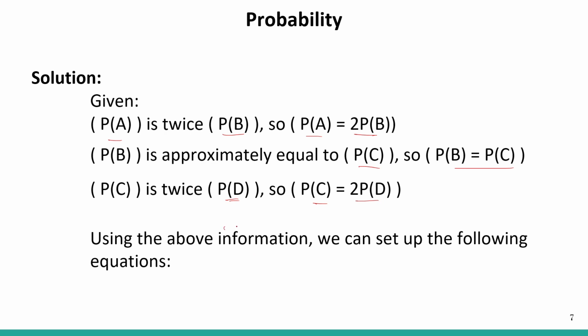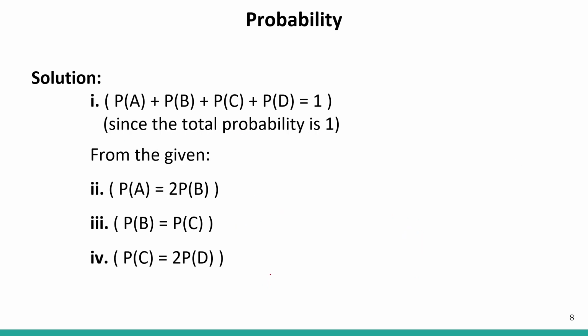So using the above information, we can set up the following equations. Since these are mutually exclusive events, and they complete the whole sample space, their sum must be equal to 1. Since the total probability is 1, these are the conditions that were given to us.